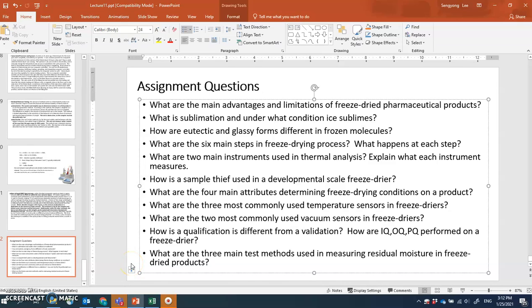Okay, a few more questions we need to answer. So, what is a sample thief, and then how is it used in a developmental scale freeze dryer?